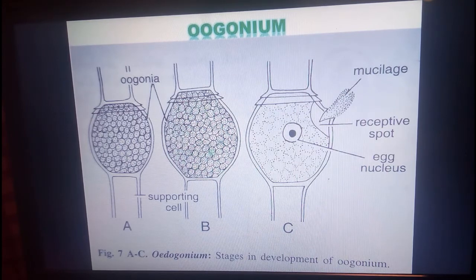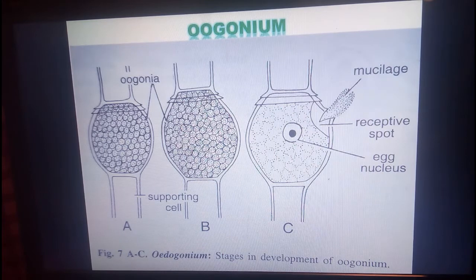As you can see in figures B and C here, at maturity it swells and becomes globose. And its protoplast, here in figure C, forms a single uninucleate non-motile egg. The egg is non-motile. It cannot move. It remains in a single place. Now the young egg is usually green in color due to the presence of the chloroplast.